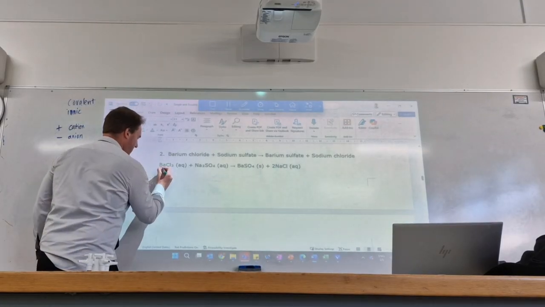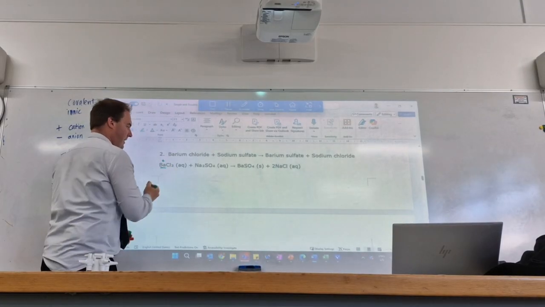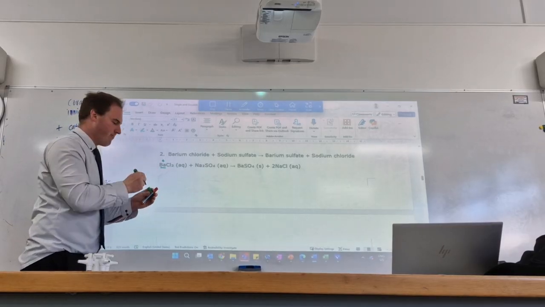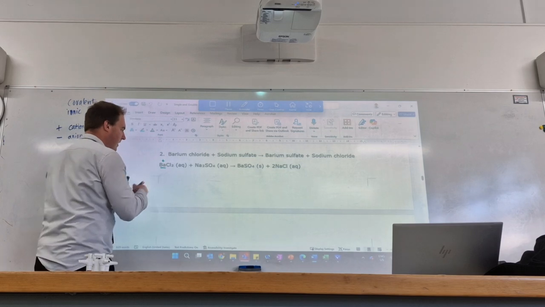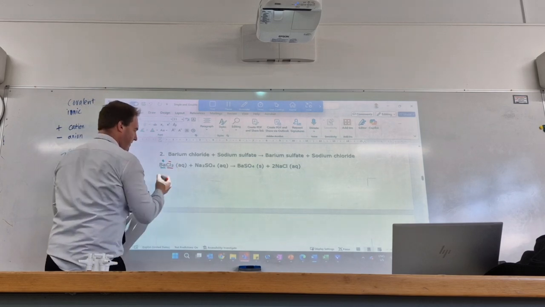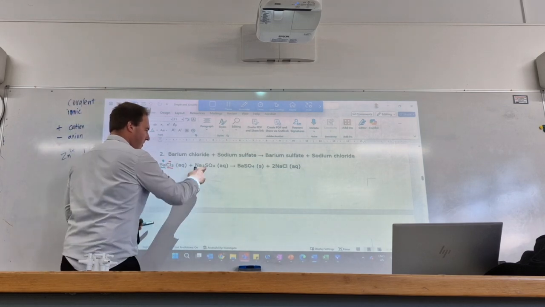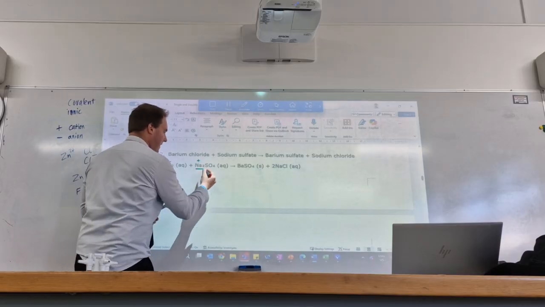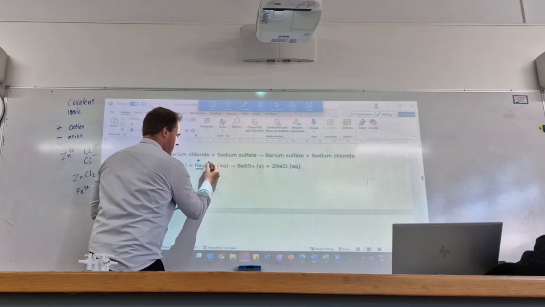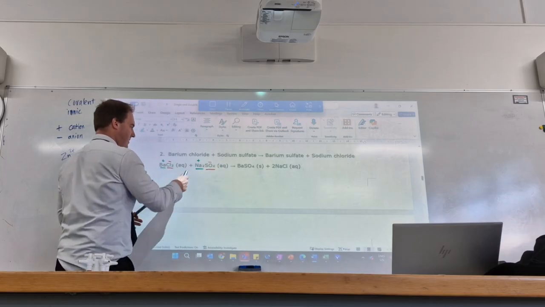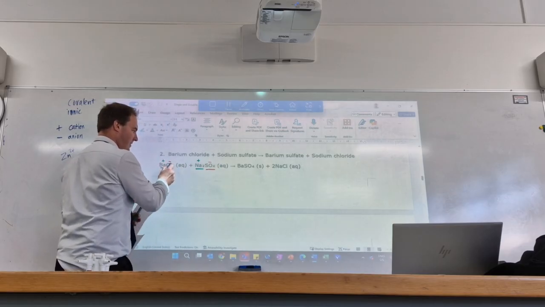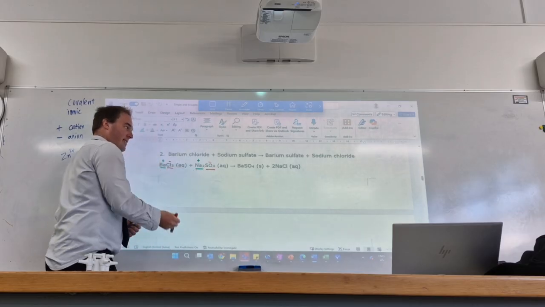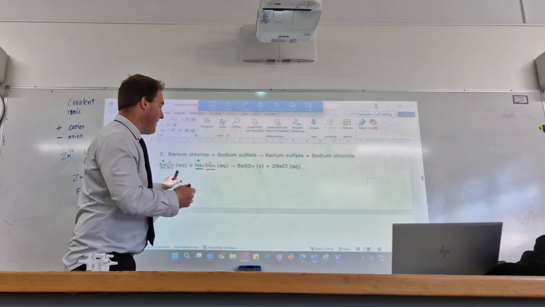Our barium is our cation, because the cation always goes first when you write an ionic compound. The chloride is negatively charged. Then we go to this one. The sodium is our cation, and the sulfate is our anion, because it's always the cation and then the anion. So the positive, then the negative. Here, this is a double displacement. So basically they're just going to swap partners.